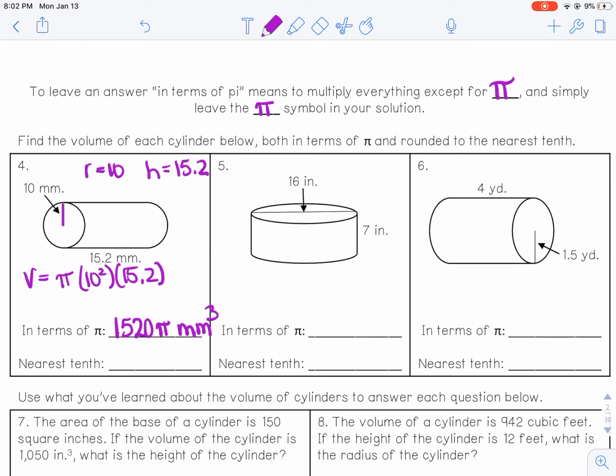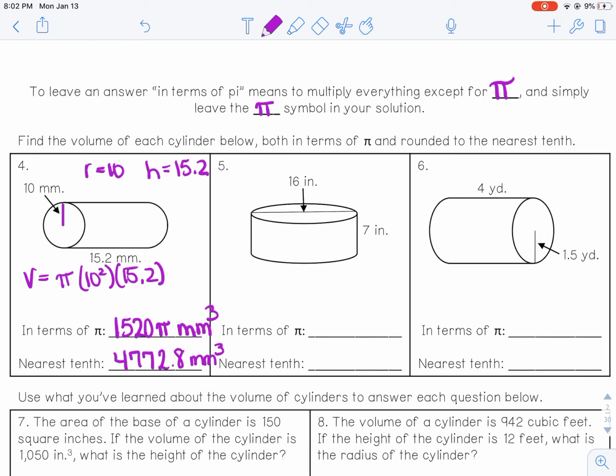Okay, it says for us to go ahead and finish calculating that out. So if I were to go ahead and take that 1,520 and multiply it times 3.14, it's going to give me 4,772.8 millimeters to the third power.